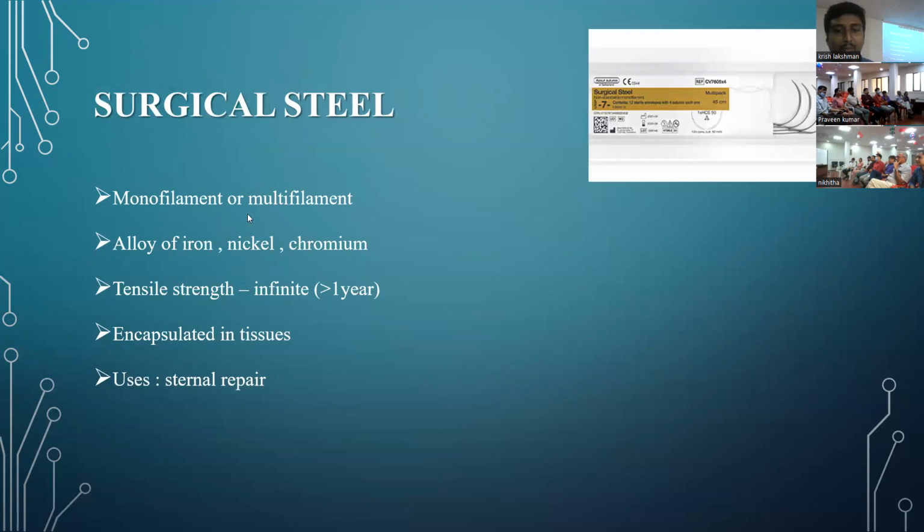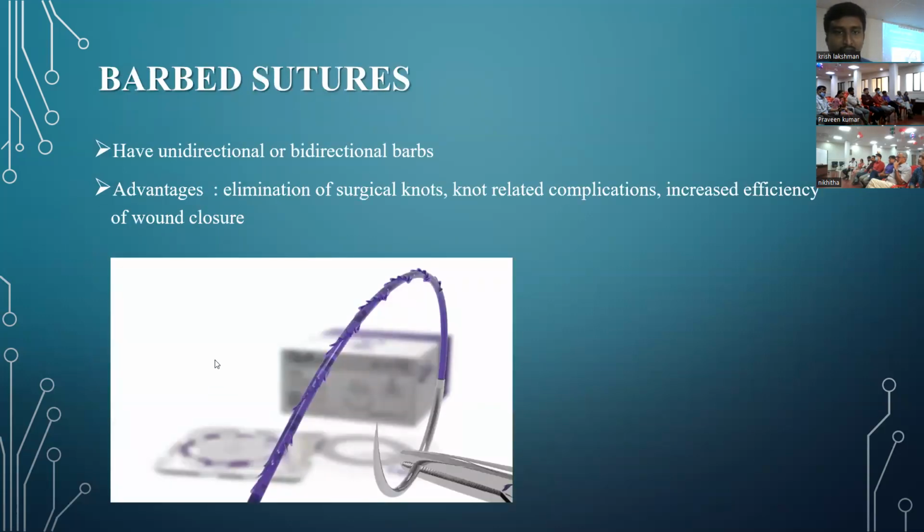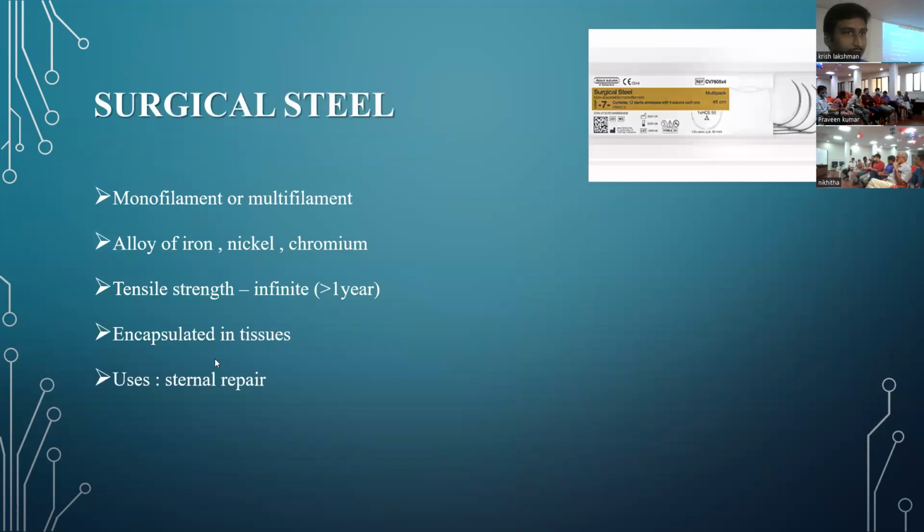Surgical steel can be monofilament or multifilament, and it is an alloy of iron, nickel, and chromium. Its tensile strength is also infinite and it is encapsulated in tissues. It is generally used in sternal repair. Basically, when you need a lot of tensile strength to hold tissues under tension, that is when you're going to use steel. Does anybody else know where else it was used, but is no longer used now?